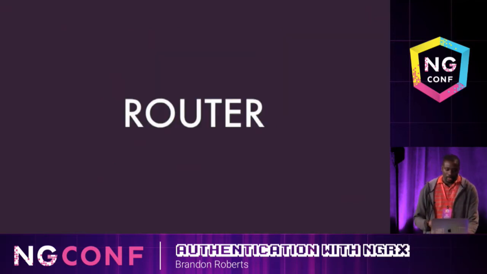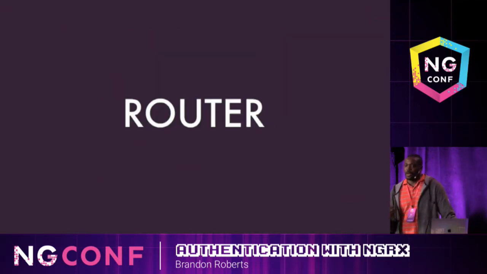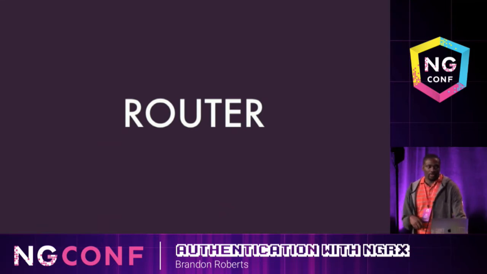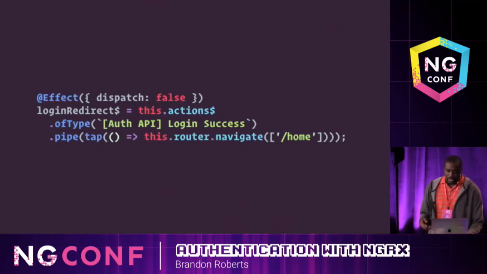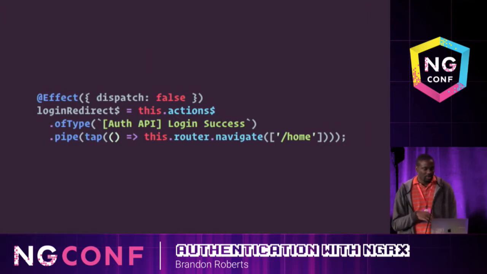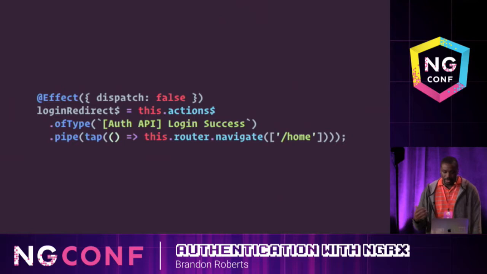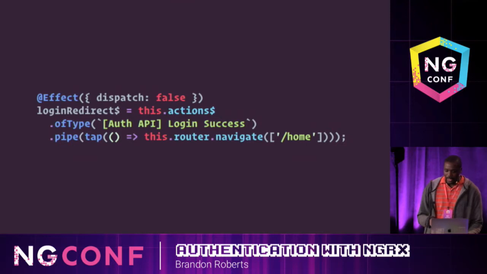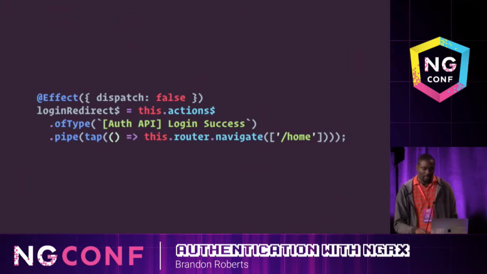Next, I'll talk about how the router integrates with the reactive store and authentication. We use the router for side effects, including redirecting the user when logging in and logging out, and integration with route guards. So if we look at this login success action, we can see that once that action comes in, we can use the router to perform a side effect and navigate the user to an intended destination. As you can see, I'm using dispatch false here because we don't want this effect to produce any new actions and only perform that side effect.